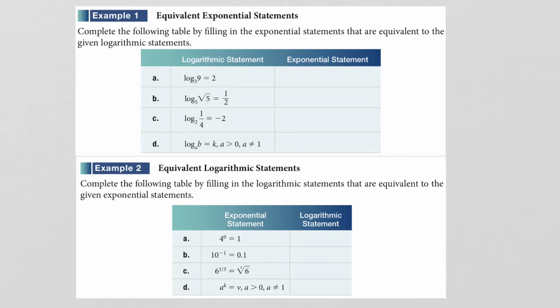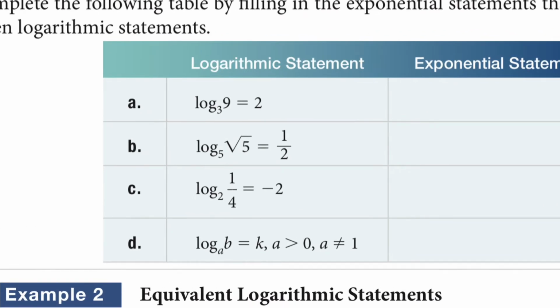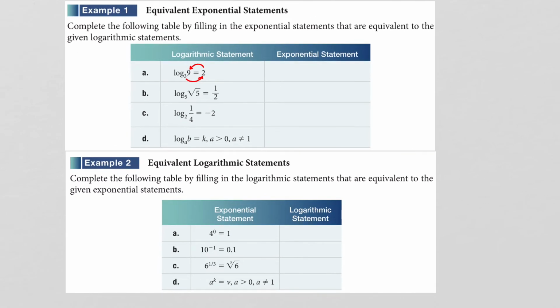So let's first start by giving equivalent exponential statements for the following logarithmic statements. Here we have 4 logarithmic statements, and we want to give the equivalence in exponential form. When we say log base 3 of 9 is equal to 2, the exponential form of this is 3 to the second power is equal to 9. And so you can see that little diagram is quite helpful in doing this. So the equivalent exponential statement is this.